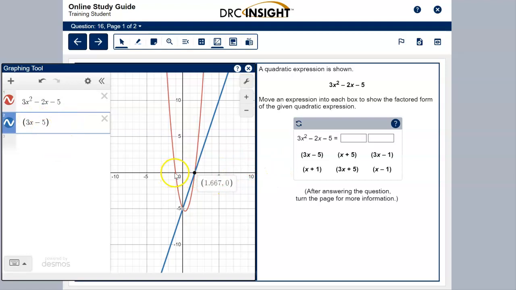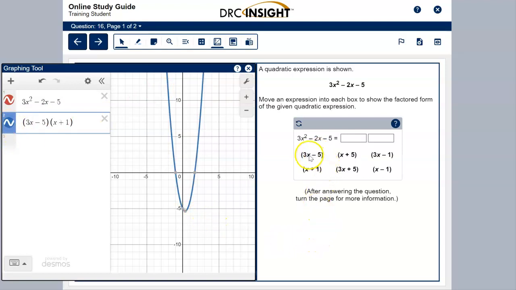Then I need the other one. Well, I see a minus 1 here, so let's try x minus 1. And it doesn't work. Well, the other one with a 1 is x plus 1, so let's change this to a plus 1. And look at that. You now have a parabola sitting right on top of that red one. If you click the blue button again, you'll see it underneath. These are the 2 correct binomials.